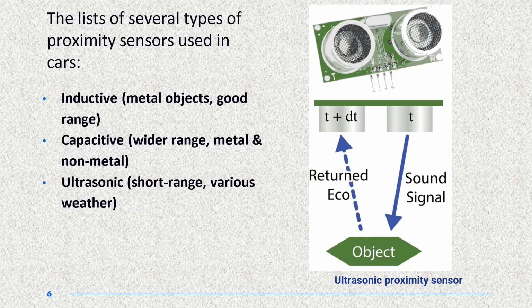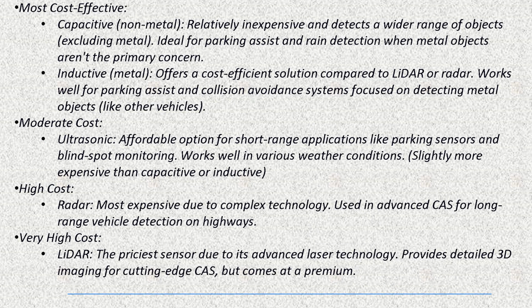We will see these three types of proximity sensors in great detail, which are the inductive sensors, the capacitive sensors, and the ultrasonic sensors. We have a category classification of different kinds of sensors on the basis of their cost effectiveness. We can see in the low cost range, we have inductive as well as capacitive sensors, while in the moderate cost range, we have ultrasonic sensors and we have lidar at the very high cost range.